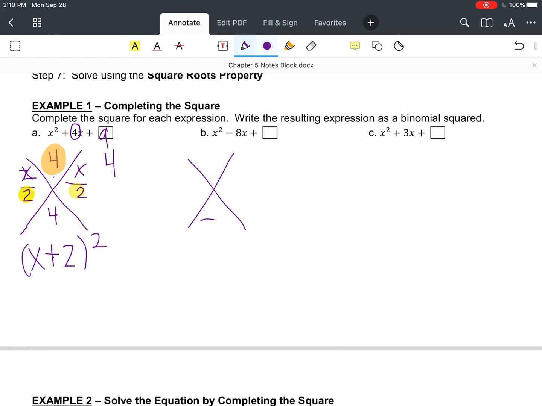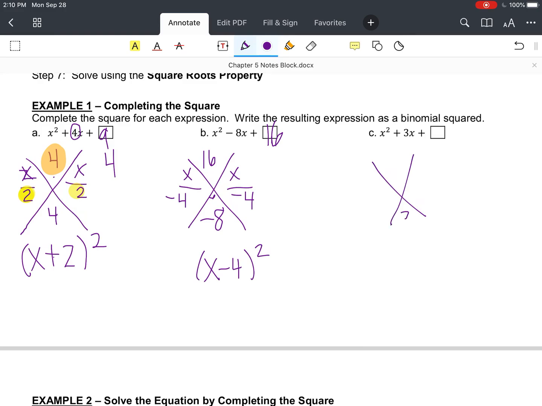So it's going to work the same thing for letter B. Draw your x. Negative 8 goes on bottom. My a is still 1, so x and x on top. Two numbers that add to negative 8 that are the same would be negative 4 and negative 4. Multiplying those together at the top would be positive 16. So that's your C that completes the square to make a perfect square trinomial of x minus 4 quantity squared.